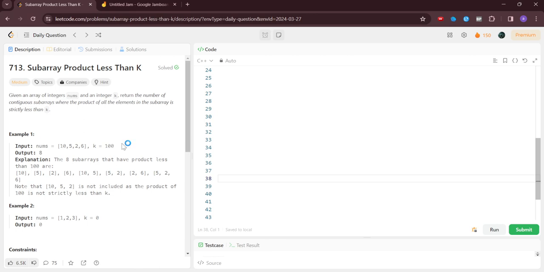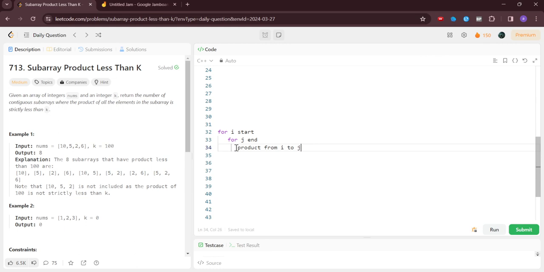We need to find the number of continuous subarrays such that the product of all the elements will be less than k. If you want to find it via brute force, then we take i, which is the starting point of the subarray, and j, which will be the end point, and then we find the product from i to j.